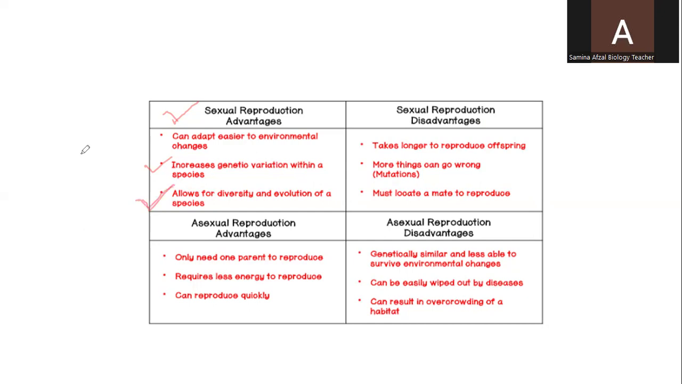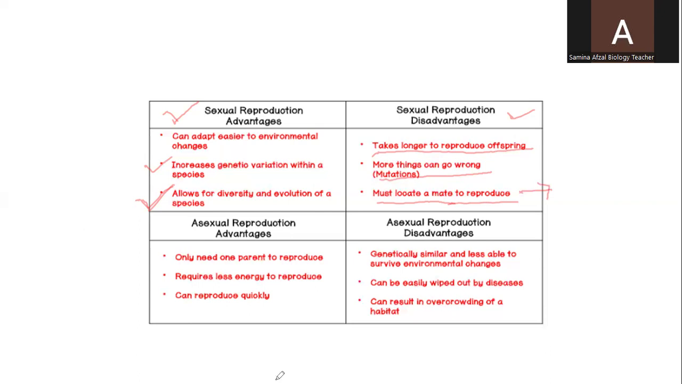They will be diverse, from many different species of organisms. But there are some disadvantages of sexual reproduction as well. It takes longer to reproduce offspring. There is a specific time for each species of organism, which is taken to give birth to an offspring. More things can go wrong. Mutations can occur as a result of sexual reproduction, and one must find a mate to reproduce. A single parent is unable to reproduce, so both male and female parents are required for sexual reproduction.